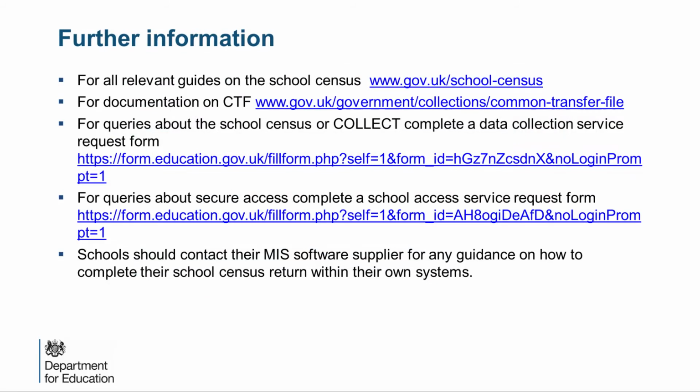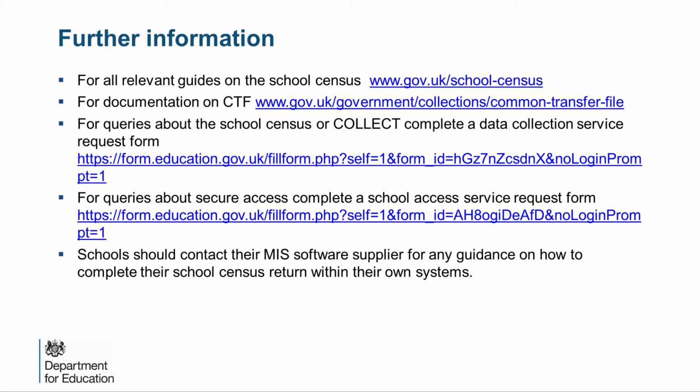This slide provides links which you may require before and during the collection. To find more information about how to submit your census data to us, including details about what data is collected for each termly census, and further information you will be required to know, go to gov.uk. Please take some time to read these documents as they help fulfil your statutory requirements and successfully complete an accurate return.